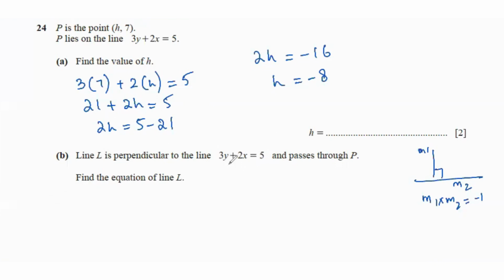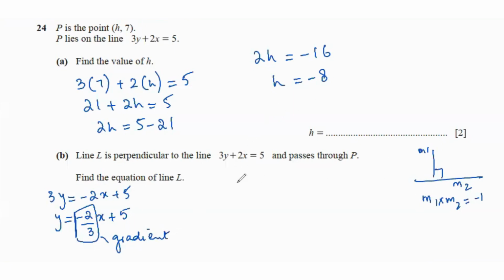So in this case, we make this equation in terms of x and make y the subject. So 3y equals negative 2x plus 5 and y equals negative 2 over 3 x plus 5. So now that we have the equation in slope-intercept form, we can see that this is our gradient. So we use this condition, negative 2 over 3 times m2 equals negative 1, which means m2 would be positive 3 over 2.